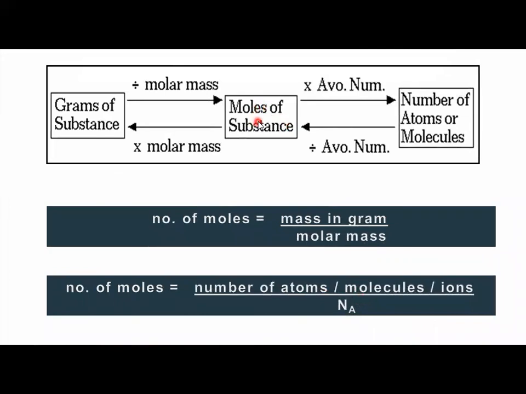Now, again, moles of a substance can be converted into mass in gram by multiplying by the molar mass. And this mass in gram can be converted into number of moles by dividing by the molar mass. Number of moles of a substance can be converted into number of particles, that is atoms, molecules, or ions, by multiplying by the Avogadro constant. And this number of atoms, molecules, or ions can be converted into number of moles by dividing by the Avogadro number. So we obtain two formulas here. First formula: number of moles equals mass in gram divided by molar mass. And number of moles also equals the number of atoms or molecules divided by Avogadro constant.